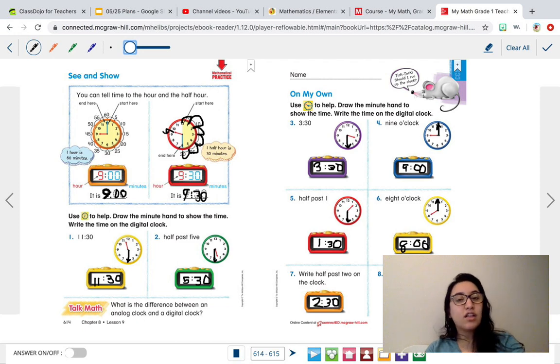Now it's saying write 6 o'clock on the clock. So we know that if it's the top of the hour, it's going to be 6 right here in the hour part, and on the minute parts, it's going to be 0, 0. So 6:00, 6 o'clock, okay?